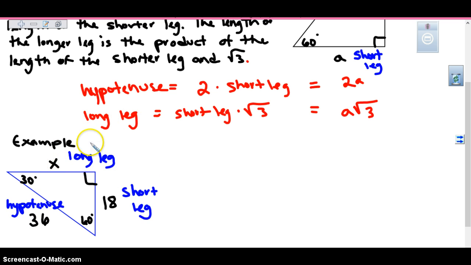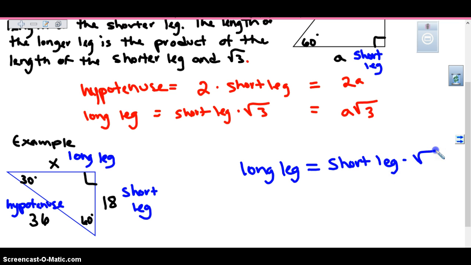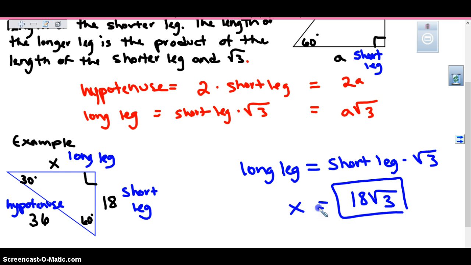Now, if we need to find the long leg, we know that the long leg is equal to the short leg times the square root of 3. What is the short leg? 18 times the square root of 3. That is what x equals. The long leg, or x, equals 18 times the square root of 3.